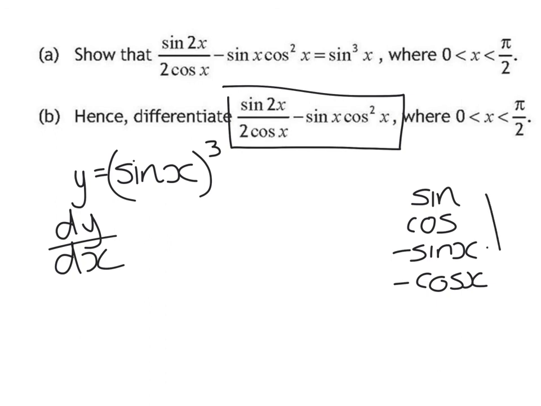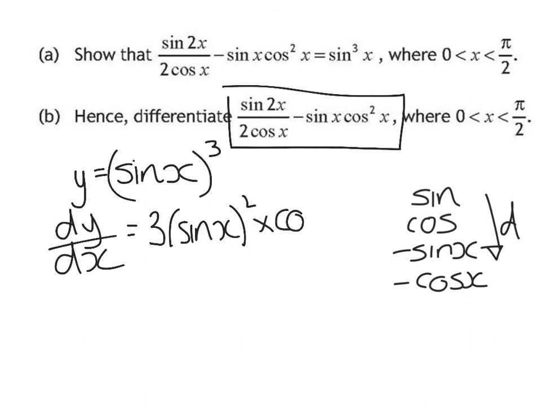So if we are differentiating, we work our way down the list. So we times by the power, which gives us 3. We lower the power. And we times by what we get when we differentiate the bracket. When you differentiate sine, it moves down to cos. So that gives you cos x. And a nicer way of just writing this now is 3 sine squared x cos x.